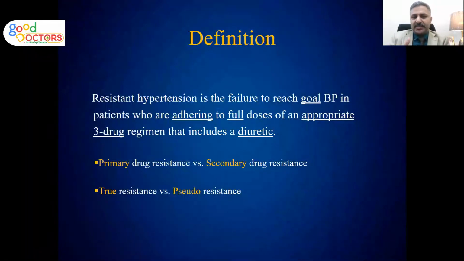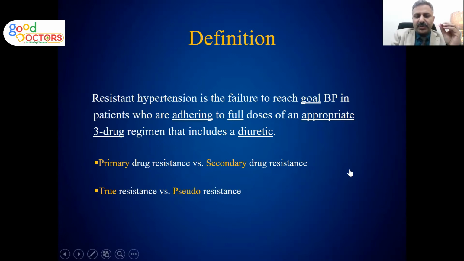But what is resistant hypertension? So the current definition of resistant hypertension is failure to reach a goal blood pressure if the patient is actually taking full dosages or maximally tolerated dosages of an appropriate 3-drug combination that includes a diuretic. The thing I underline is goal blood pressure, that is based on the guideline and patient's condition, and that keeps on changing. Currently, say anything above 130/80 is hypertension.